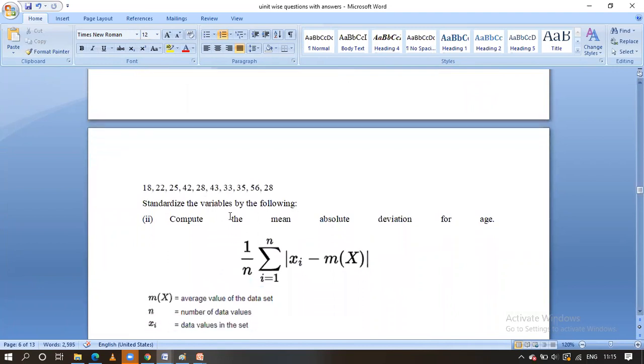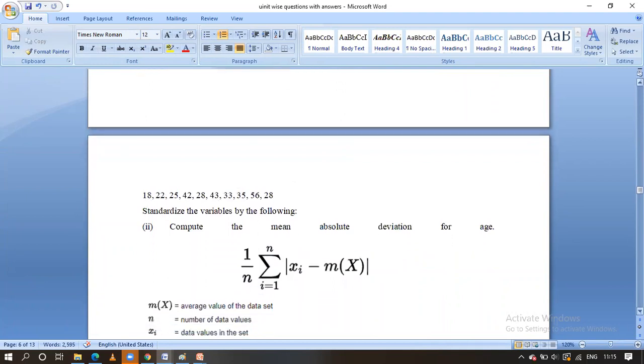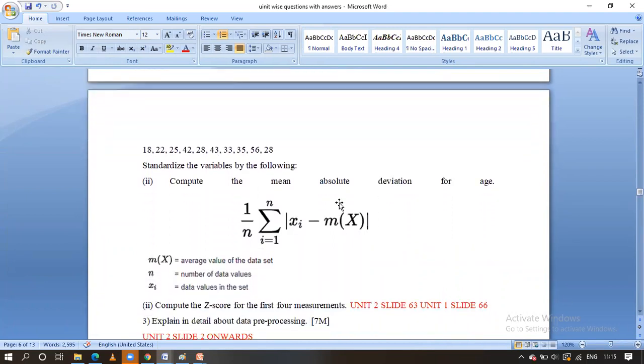Okay, the next they have given some numerical values, guys. These are the variable ages: 18, 22, 25, 42, 28. These are the ages, guys. It is a small problem, there is no difficulty in it. What they have asked is the mean and absolute deviation. Mean and absolute deviation they have asked.